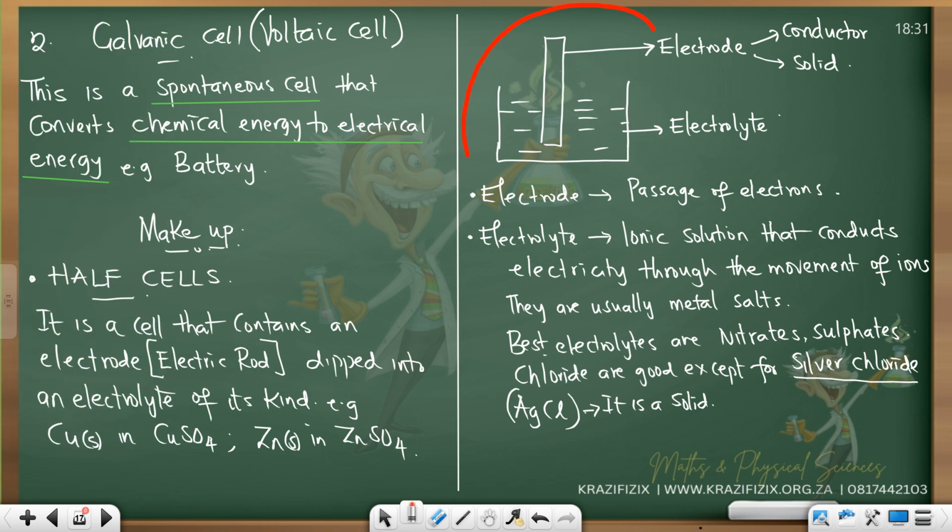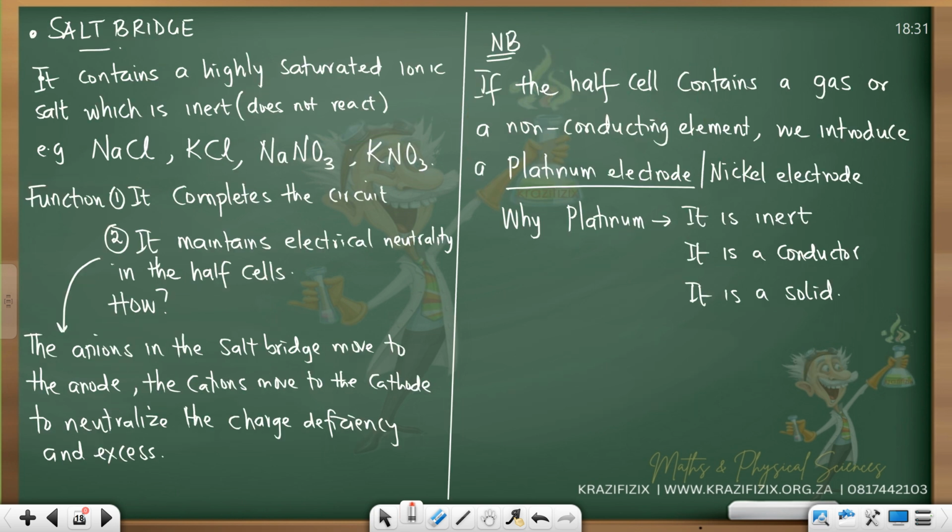So I am still coming back to maintain that my half cell must have what? A solid electrode and my electrolyte. So if I have a gas, what do I need to introduce? Platinum or nickel. But most of the time, we just stick to platinum. It's mostly used. Why platinum? It is inert, it's a conductor, and it's a solid.